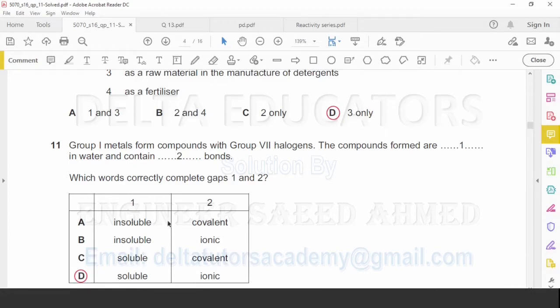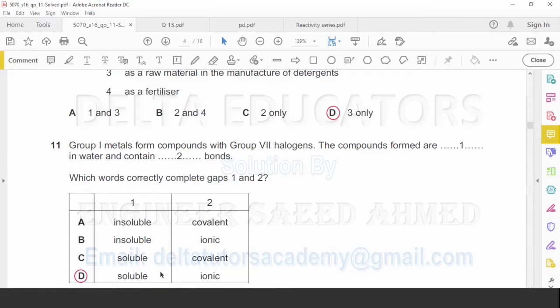When a member of group 1 reacts with group 7, an electron is transferred from the group 1 member to group 7, and the bond formed because of the transference of electrons is called an ionic bond. So here the bond formed will be ionic. Now ionic is given in B and D, so possible options are B and D.